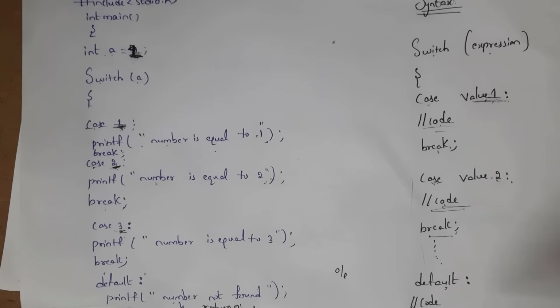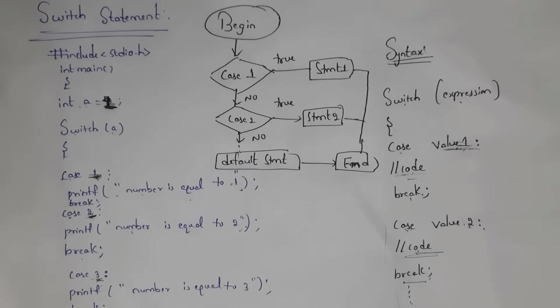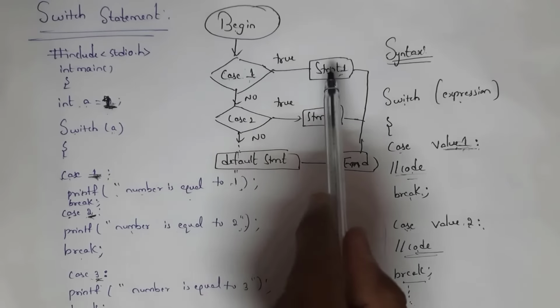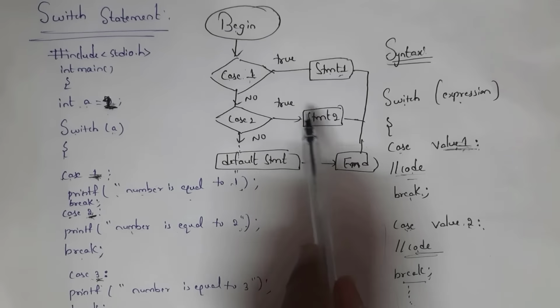Next I will explain flowchart. This is flowchart for switch statement. This flowchart is same as else if statement. At first you need to write start or begin. Case 1 contains statement 1, case 2 contains statement 2, so on.